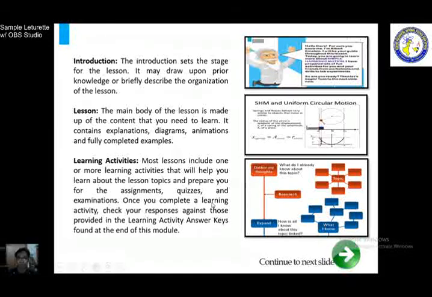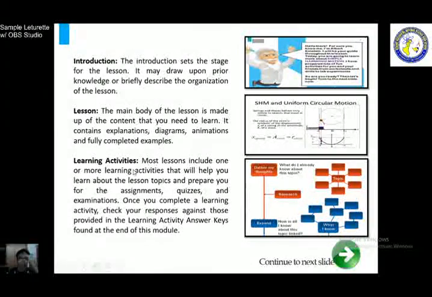Next, we have the introduction so that you can be prepared. The introduction sets the stage for the lesson. It may draw upon prior knowledge or briefly describe the organization of the lesson. So you have here an example of an introduction which you will see later on. And of course the lesson proper is where we start discussing the lesson. And in here you will see more explanations about the topics, diagrams, some helpful animations, and of course fully completed examples.